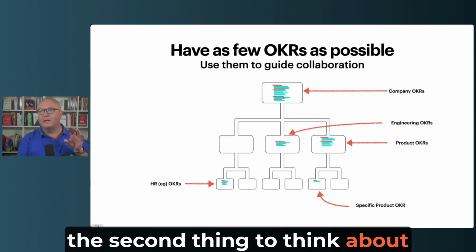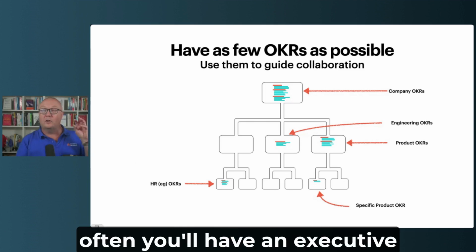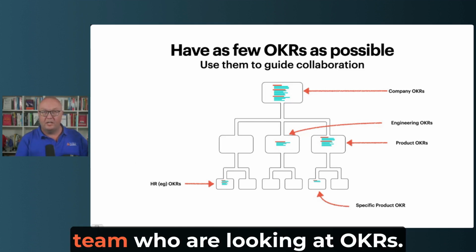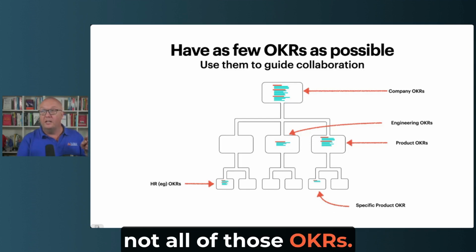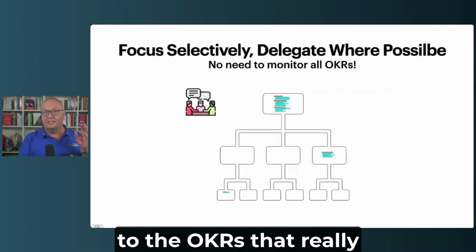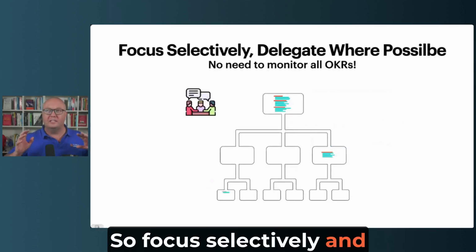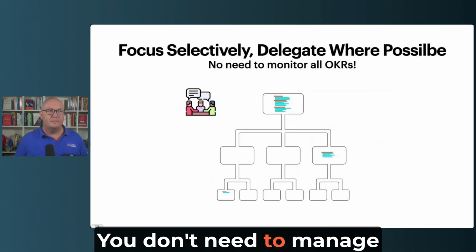Now, the second thing to think about here is when you're talking about OKRs, often you'll have an executive team who are looking at OKRs. What they should look at is not all of those OKRs. They should only pay attention to the OKRs that really matter for them. So focus selectively and delegate where possible. You don't need to manage all the OKRs.